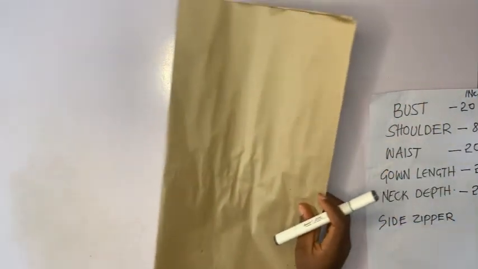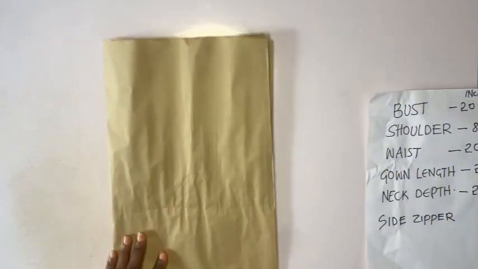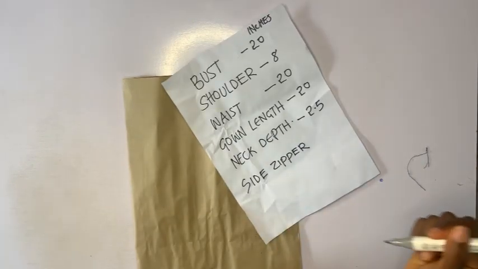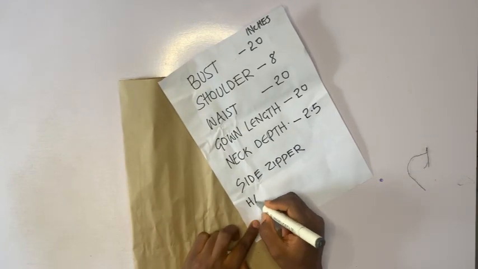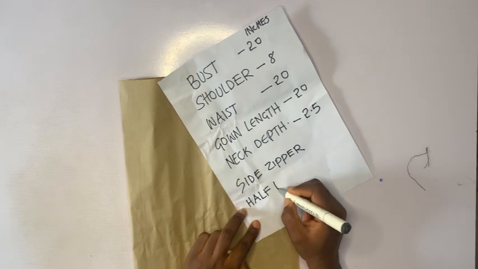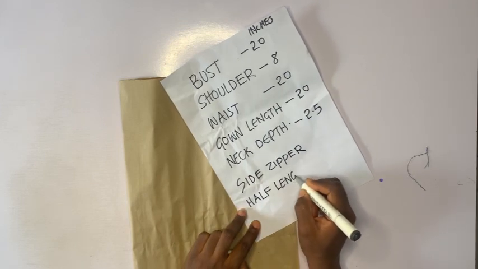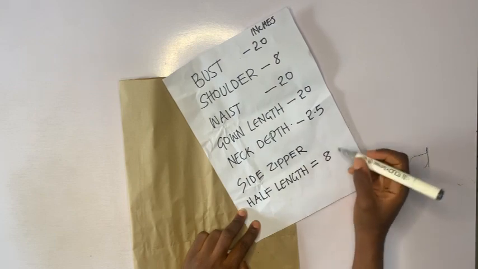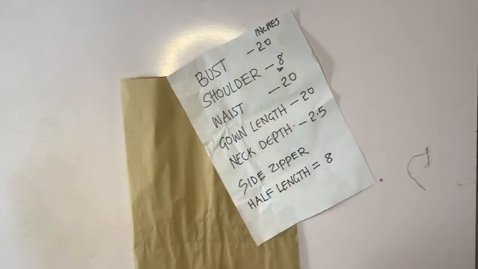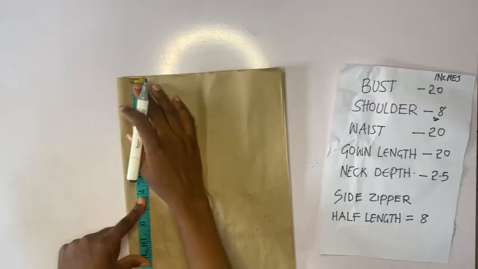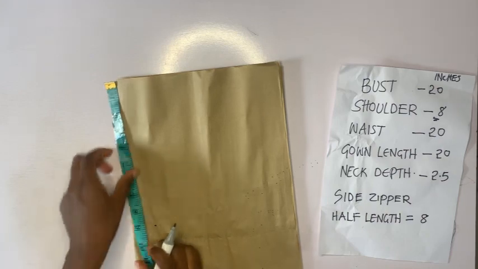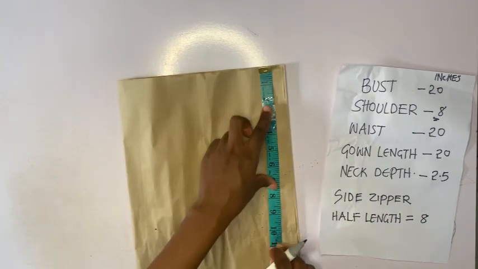So you fold your paper pattern into 2 and then into 2, making 4. So after folding into 2, then into 2 again. Note that the half length is equivalent to the shoulder length. That's 8. So you're going to mark out the half length measurement. That's 8. You add 1 inch to it for sewing allowance.